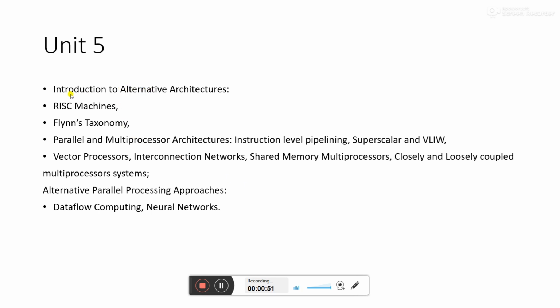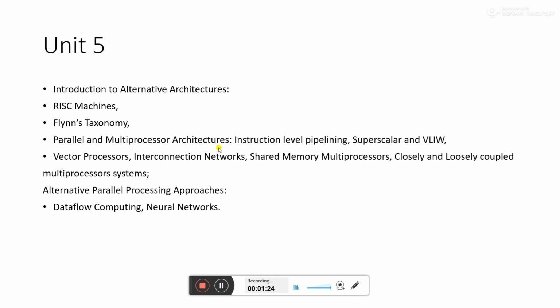The name of the unit is Introduction to Alternative Architectures. We already know about the CISC machine, which is complex instruction set computing. Here we will understand RISC machines and Flynn's taxonomy. We have divided our computer systems into some categories, and by defining all these things by means of Flynn's taxonomy, we will understand them. The next topic is parallel and multiprocessor architectures.